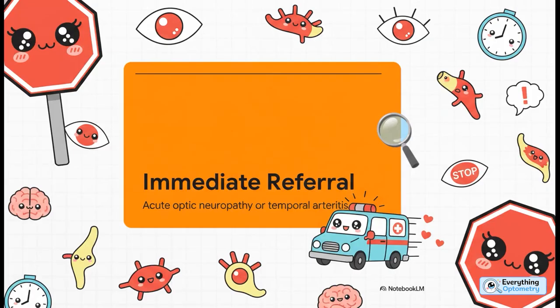Let's talk about the absolute highest level of urgency. Red means stop everything you are doing right now. If your clinical findings point to an acute optic neuropathy, or if you have an over 50 patient sitting there with a new headache and jaw ache, which screams temporal arteritis, that demands an immediate, drop everything referral. You do not wait around, you send them straight to emergency medical care to prevent permanent blindness or even worse.